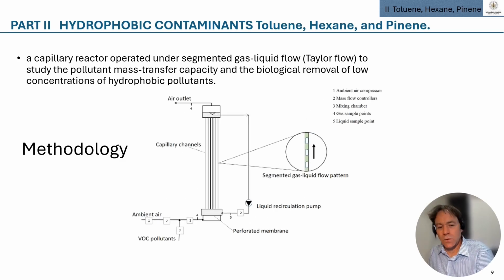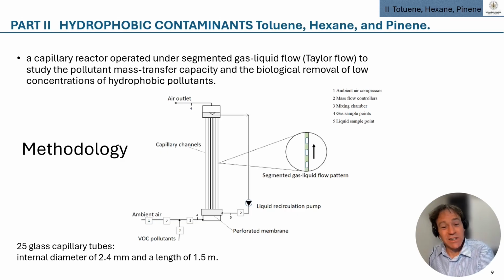The way this was undertaken is by building reactors, in this case glass tubes of about 1.5 meters in length, with different internal diameters, but here it's shown as 2.4 millimeters, where gas is introduced at the bottom and flows up through the channel, where it is removed again. And then there is a liquid that is recirculated, and they are combined in the bottom reactor to create this so-called segmented flow. This is how these reactors look.